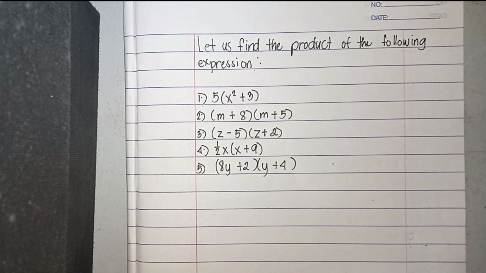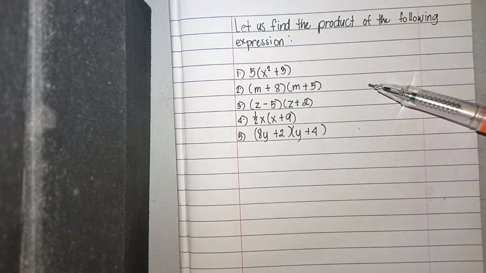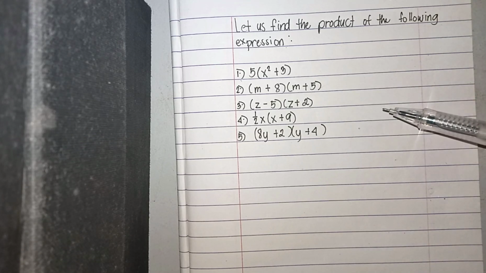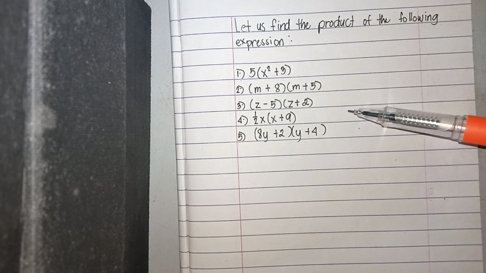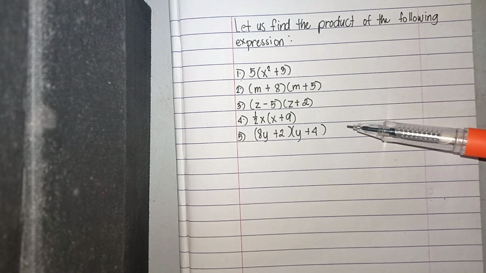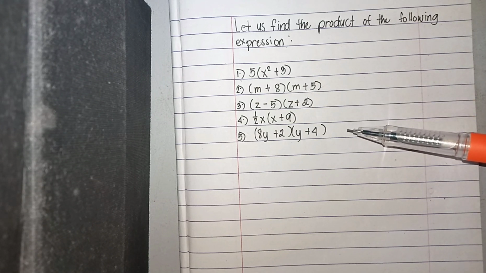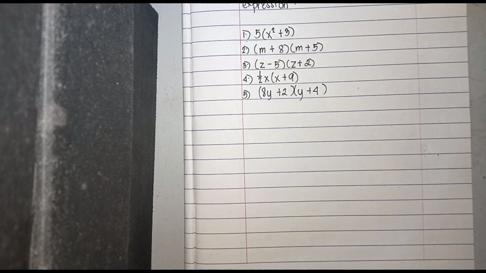For today's video, let us find the product of the following expression numbers 1 to 5. But first, let us see the equations. So as we can see, these equations were factored out. So we will find the product of these following expression. Okay, so let us start at number 1.